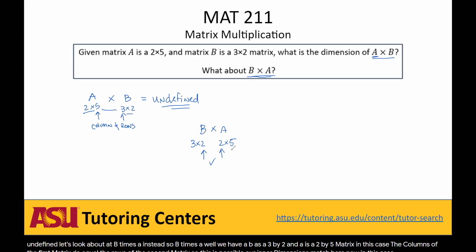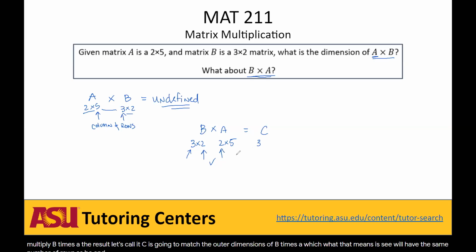Now in this case, since we can multiply B times A, the result, let's call it C, is going to match the outer dimensions of B times A, which means C will have the same number of rows as B and the same number of columns as A. So you can think of these as the outer ones, the ones that aren't next to each other. So we'll have a 3 by 5 matrix. So B times A will be 3 by 5, the resulting matrix, and A times B is undefined.